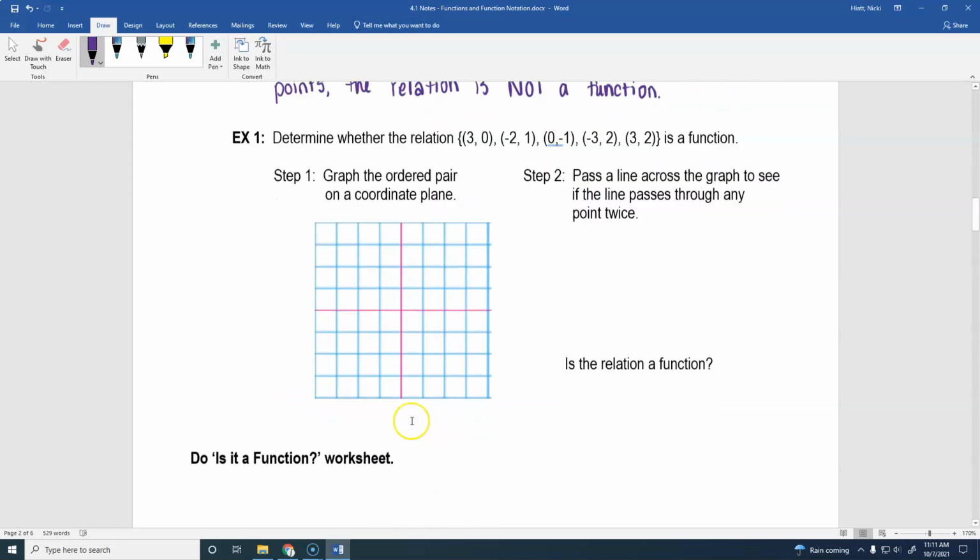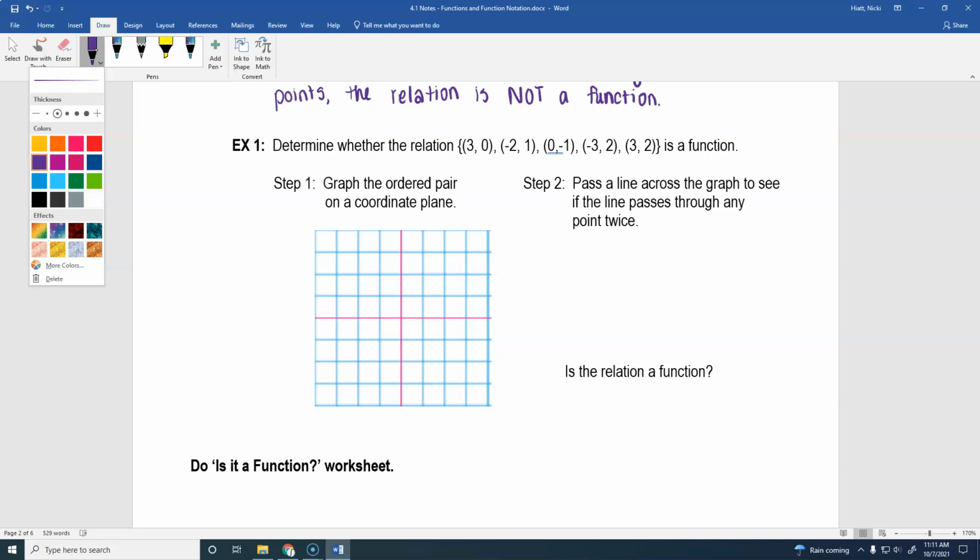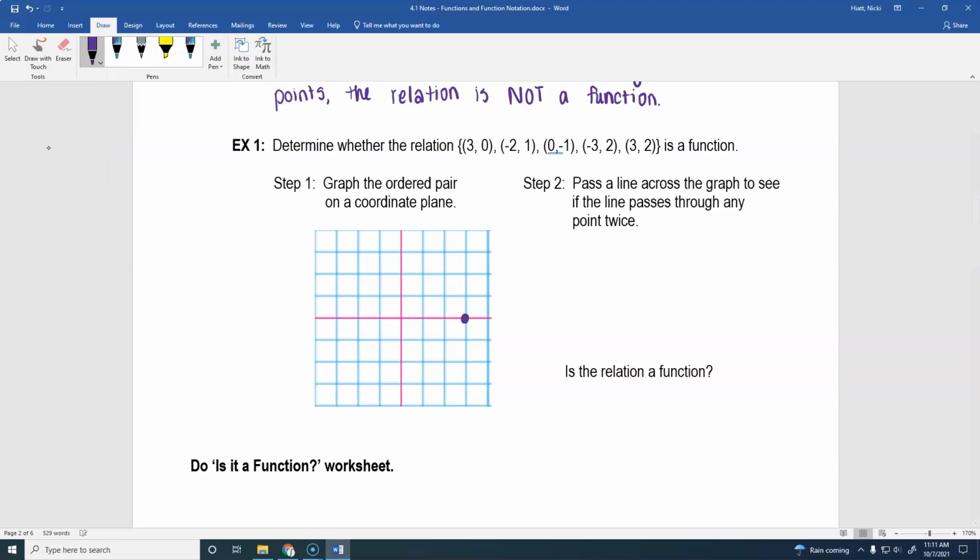So, vertical line test is very simple. We've got 3, 0. I'm going to graph all these points. You graph them too. Make sure you're graphing these: -2, 1; 0, -1; -3, 2; and 3, 2. Now, a lot of times if we're going to use vertical line test, we'll already have it graphed for us. So graph all 5 of those points.